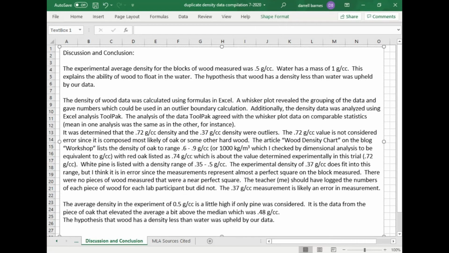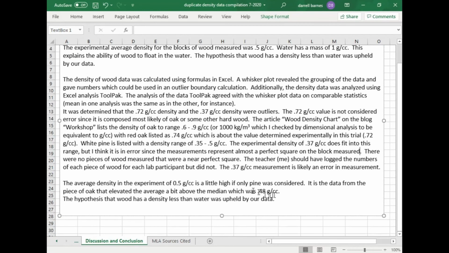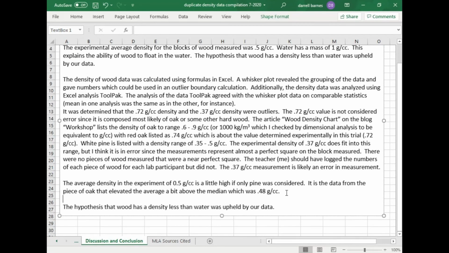The average density in the experiment of 0.5 grams per cc is a little high if only pine was considered. It is the data from the piece of oak that elevated the average a bit above the median, which was 0.48 gram per cc. And then, at the very end, the hypothesis that wood has a density less than water, 1 gram per cc, was upheld by our data.